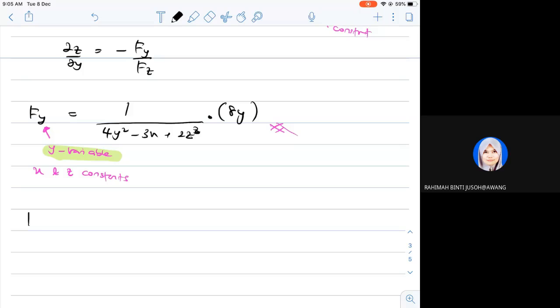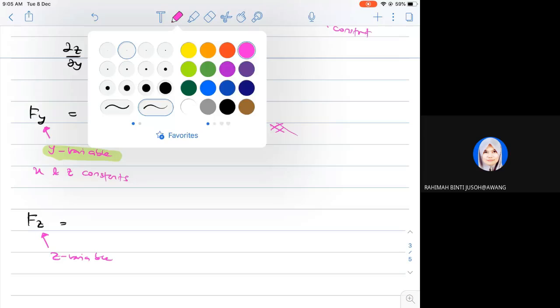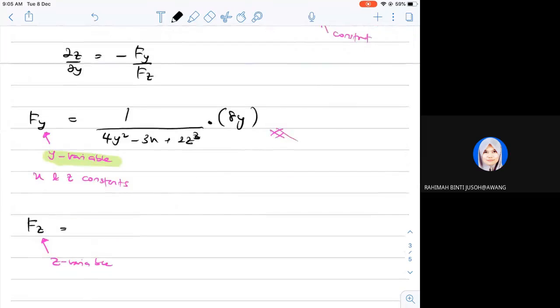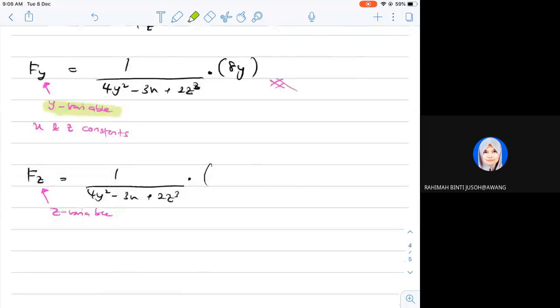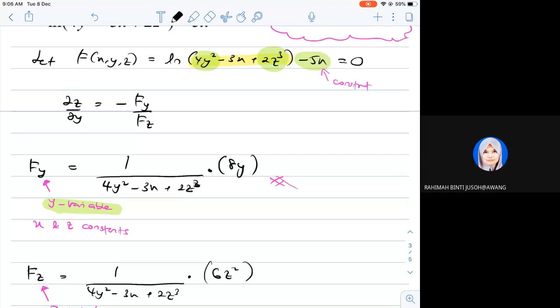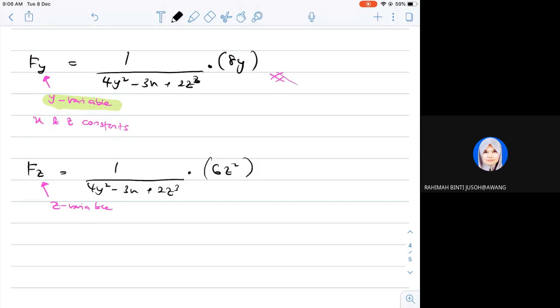So next we need to find fz. Now z is the variable. Again, differentiate ln, so it is 1 over the whole thing: 4y squared minus 3x plus 2z cubed. Now what do we multiply by? What do we differentiate now? Z. Yes, we differentiate this, so we will get 6z squared, right? 3 times 2 is 6. And then differentiating 5x with respect to z, of course we get 0. So we just have this.